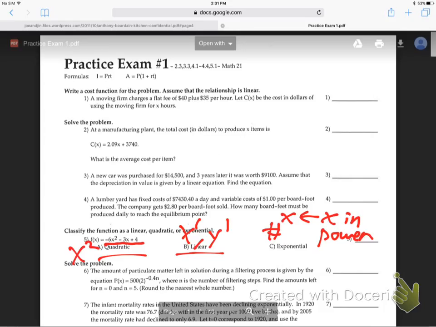All right, number 6. The amount of particulate matter left in solution during a filtering process is given by the equation, where n is the number of filtering steps. Find the amount left for n equals 0 and n equals 5. So that would just be plug in. See how number 6 is just plugging into the formula?